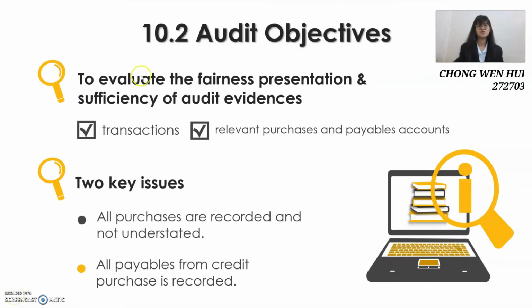Now I would like to introduce the audit objective of the purchase cycle. The audit objective of the purchase cycle is to evaluate the fairness, presentation and sufficiency of all the evidence for all related transactions and the relevant purchases and payables accounts. And here are the 2 key issues: to ensure that all purchases are recorded and not understated, and all payables from credit purchases are recorded.